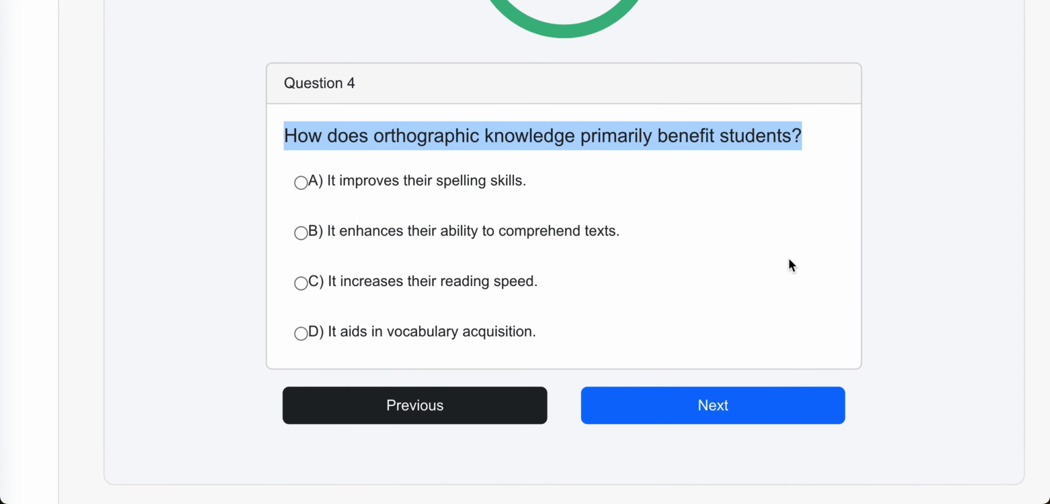Question number 4. Orthographic knowledge directly impacts students' spelling abilities. Remember, orthography is spelling by teaching our students conventional spelling patterns. And so we're going to go with letter A.